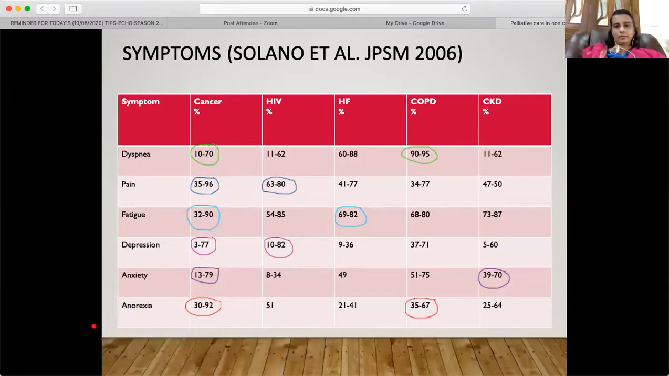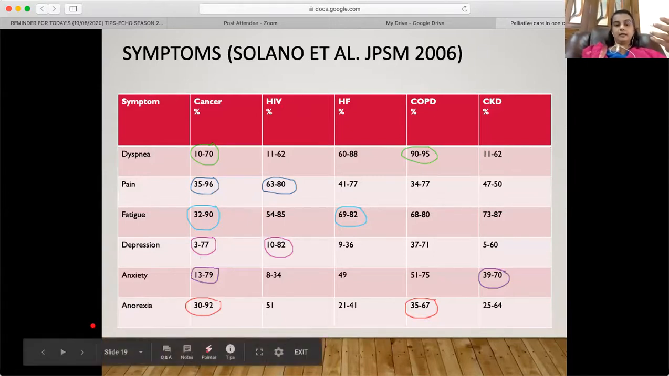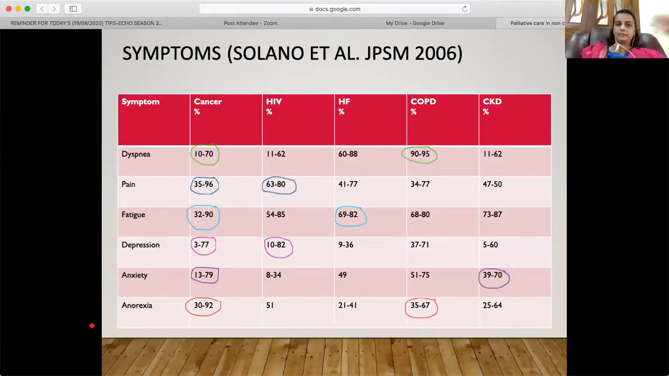Obviously for COPD patients, about 90 to 95% can have dyspnea towards the end of life. But if it's lung cancer or any other cancer, it's 10 to 70%. Breathlessness is more common in heart failure, which is 60 to 88%, and in COPD as compared to the cancer counterpart. So if those patients are not referred, they are going to suffer.